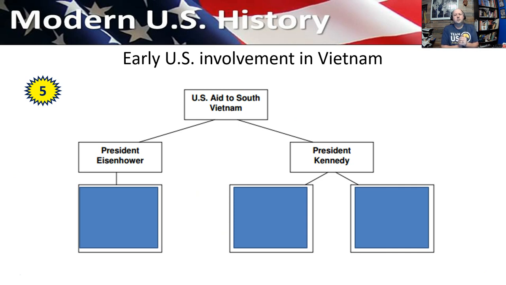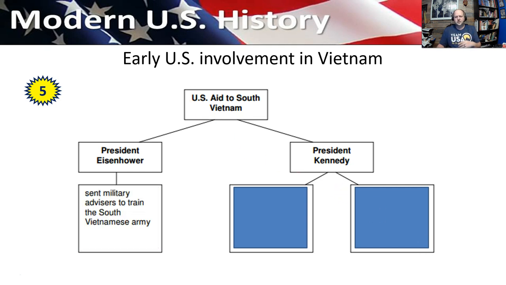All right, so early on in Vietnam, we start with President Eisenhower, and the United States supplies aid to South Vietnam. This is before we send in troops or anything like that, right? So our very first involvement is going to be listed here. So under President Eisenhower, we send military advisors there to train the South Vietnamese army. So we send a small amount of U.S. military personnel in, with the idea of helping the South Vietnamese build their army, train their army, so that they can fight off the communist North.